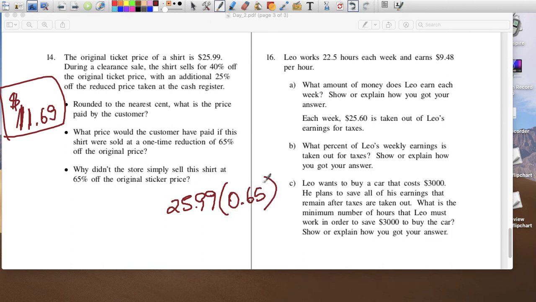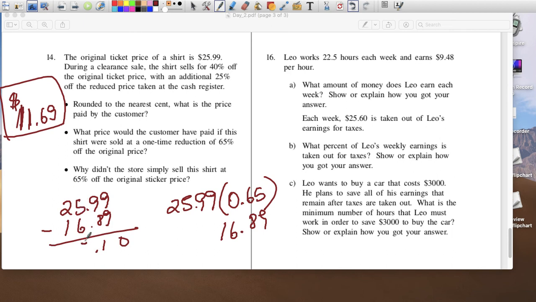25.99 times 0.65, that means your discount is $16.89. That's your discount. So the price of your shirt was $25.99, and if you take away 16.89, which is your 65% discount, 15 minus 6 is 9, and guess what your t-shirt price is? It's $9.10. So what does that mean?